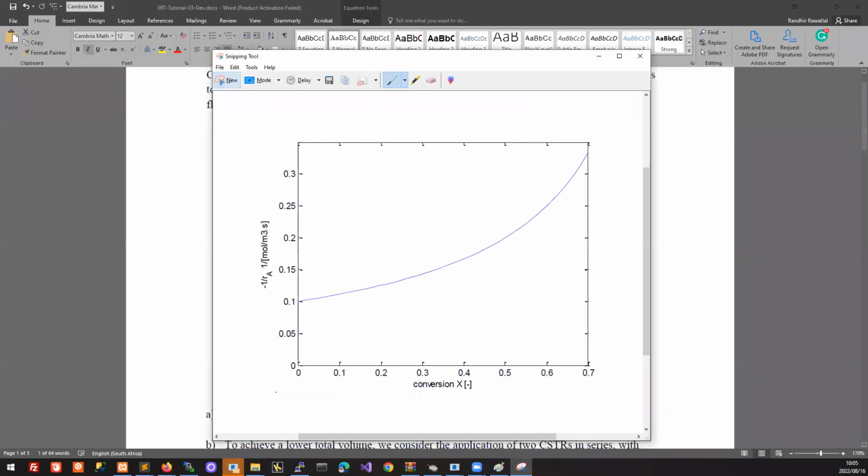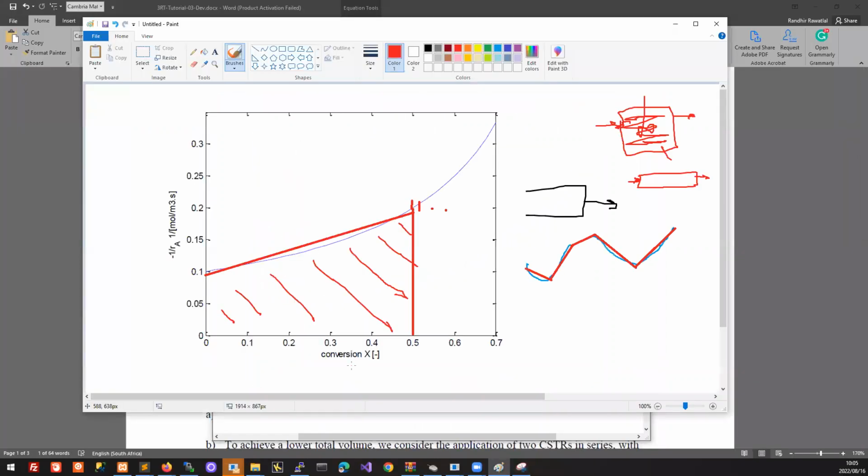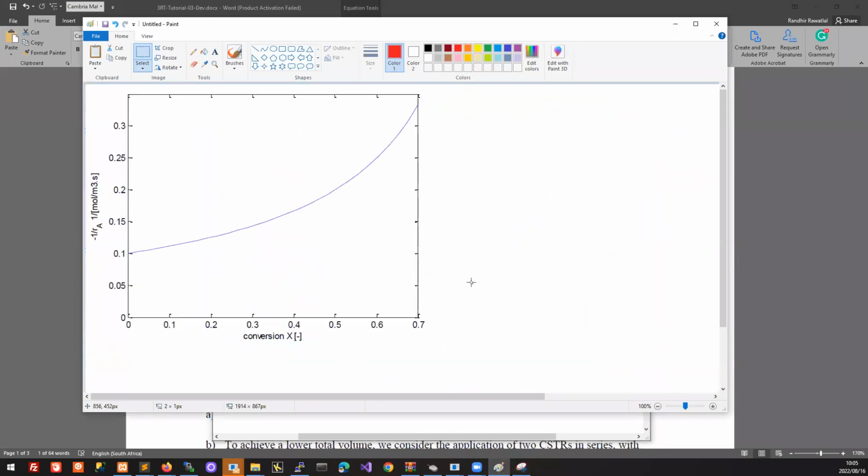So now we want to use 2 CSTRs in series. And we know that we are going to stop at 25%. So in the first one, our volume is going to look like this, right? So of course, if you know the conversion in the first one, then you have to read off the reaction rate. So that is going to be the rate in that first reactor. And so that's the other corner for us.